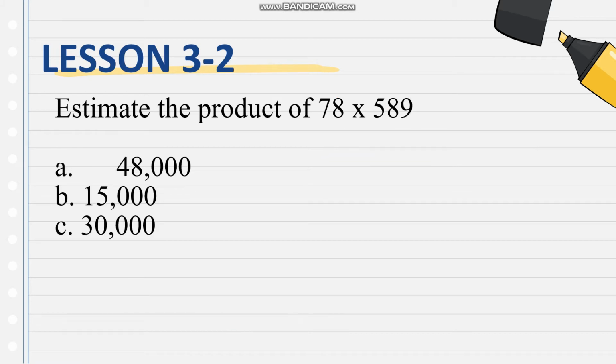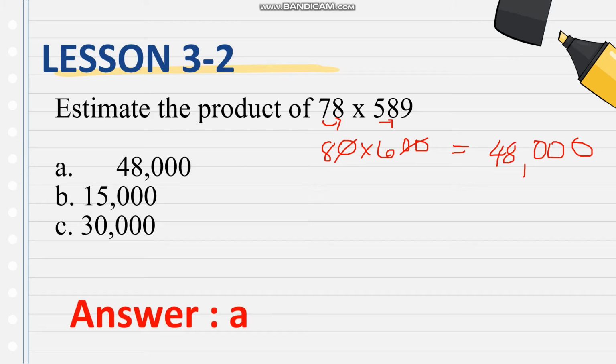Lesson 3.2. Estimate the product of 78 multiplied by 589. So it's the same thing. If I'm going to round this one, this is nearest to 80. If I'm going to round this one, it is nearest to 600. Then multiply. The shortcut way to multiply, cancel all the zeros and put them into the product. Then 8 times 6 is 48. So the answer is 48,000, which is letter A.